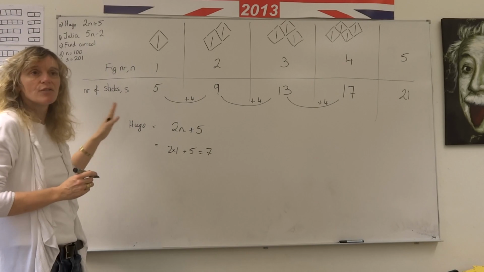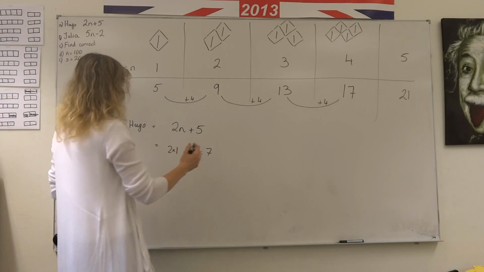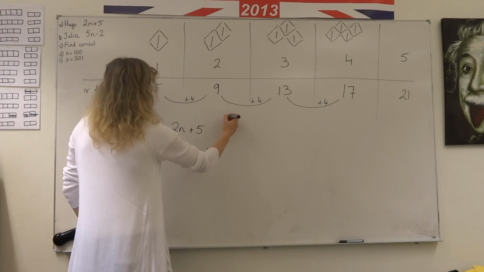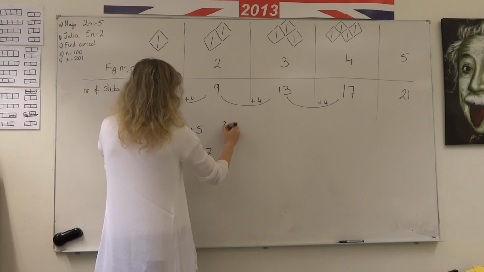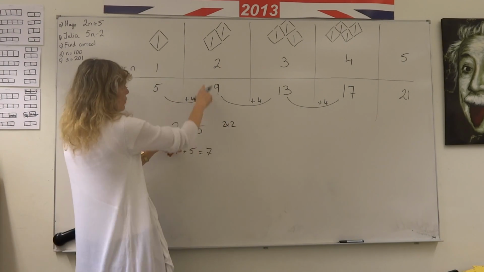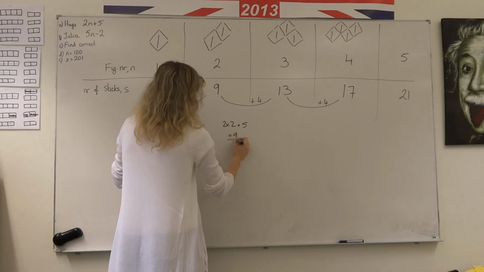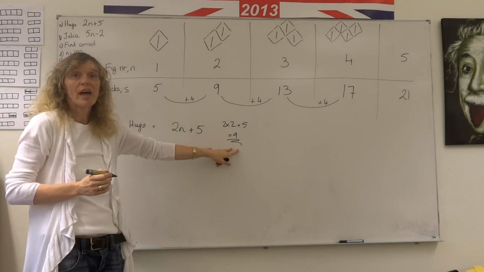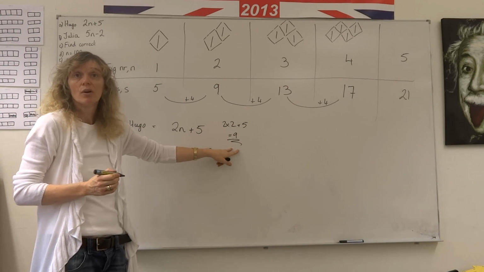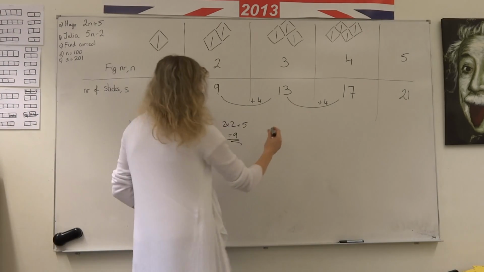Is there one that his formula does work for? Well, let's have a look for when n equals 2 then. Here we would get, with his formula, 2 times n, which is now 2, plus 5. 4 plus 5 does equal 9. So yeah, his formula does work for that one, but it's the only one it works for. It won't work in the next one either.